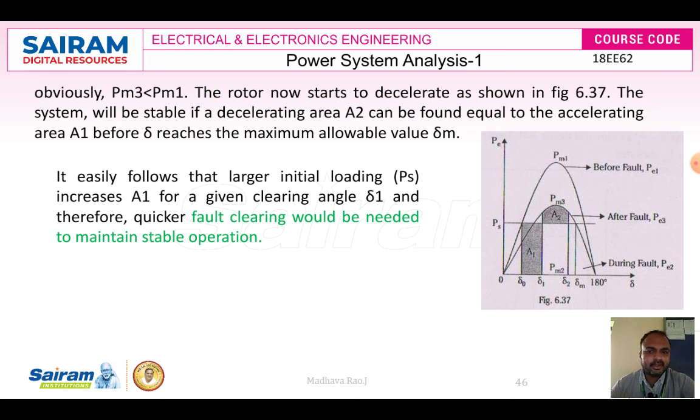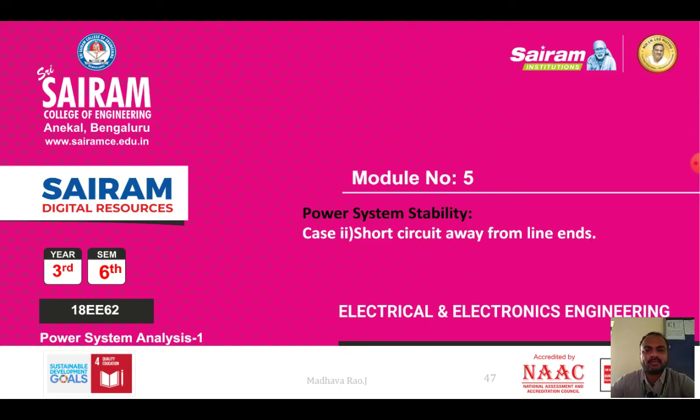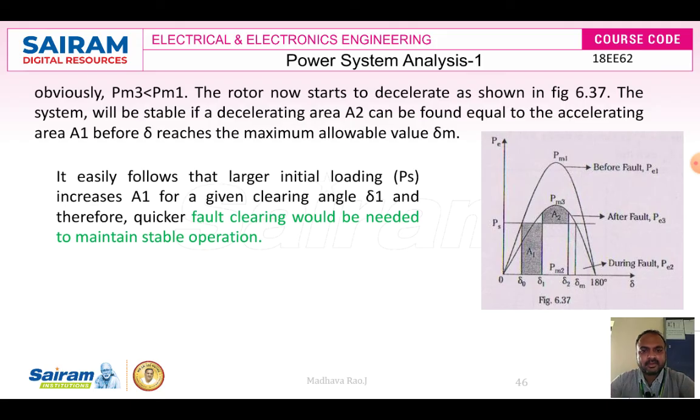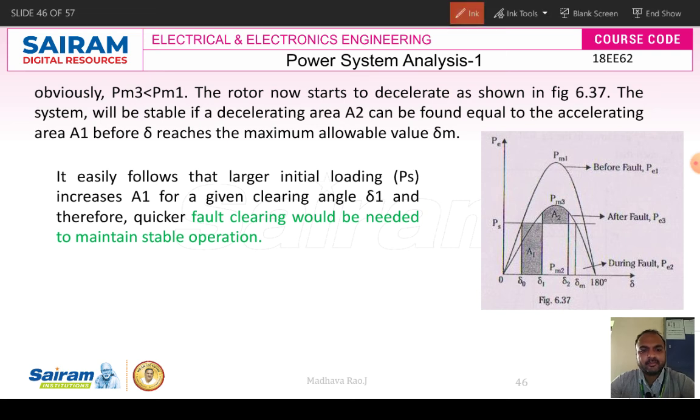Obviously Pm3 will be less than Pm1. Here we can see the Pm1 and Pm3 curves, and the Pm3 magnitude is less than Pm1. The rotor now starts to decelerate, so the rotor speed decreases and the system will be stable, if a decelerating area A2 can be found equal to the accelerating area A1 before delta reaches the maximum allowable value delta m.